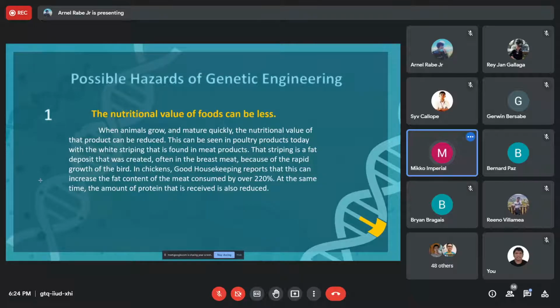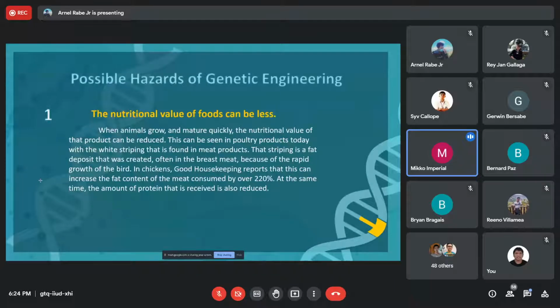That striping is a fat deposit that was created, often in the breast meat, because of the rapid growth of the bird. In chickens, Good Housekeeping reports that this can increase the fat content of the meat consumed by over 220%. At the same time, the amount of protein that is received is also reduced.